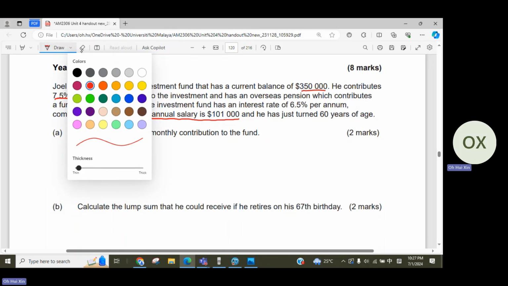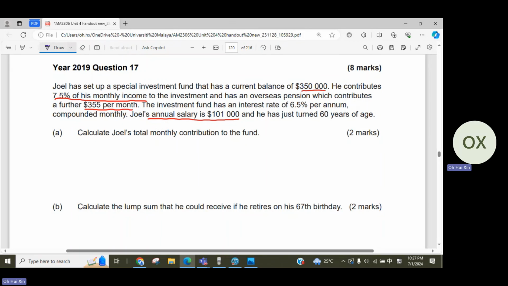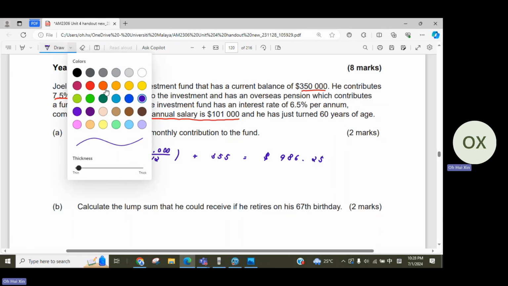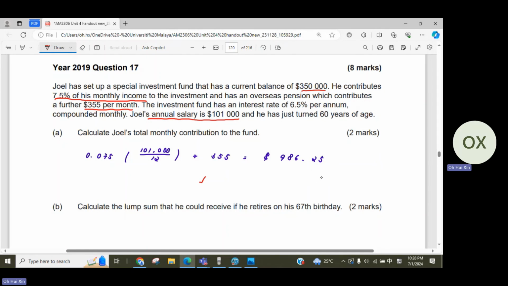Calculate the total monthly contribution to the fund. Like just now, we need to understand that 7.5% of the monthly income means 0.075. For the monthly income, we take the annual salary and divide by 12. That's where we get the monthly. Then plus the 355 of the further contribution by the overseas pension. After you add the values together, you should be able to get 986.25. The working will give you 1 mark, then your final answer, 1 mark.